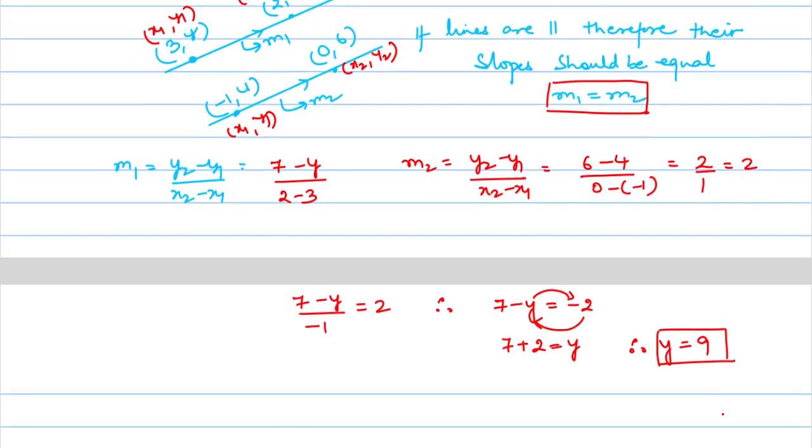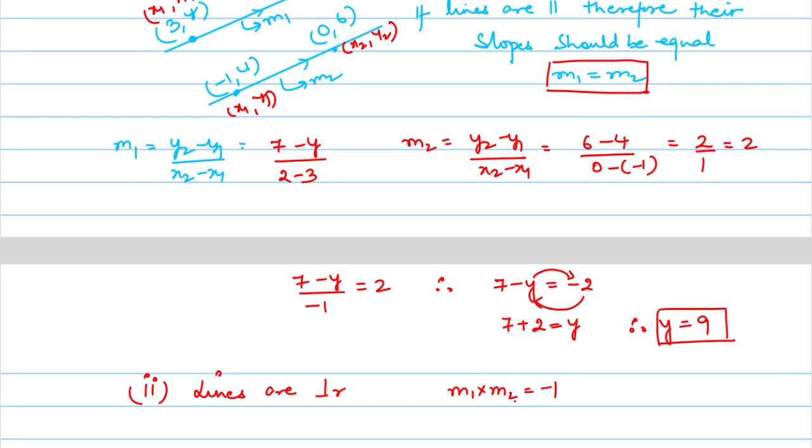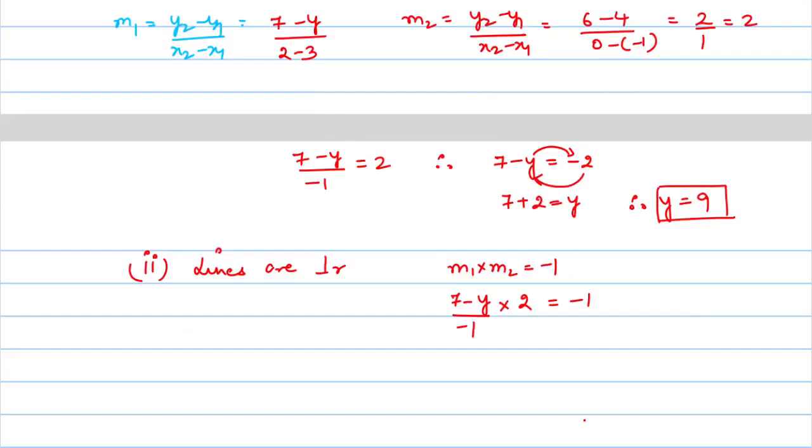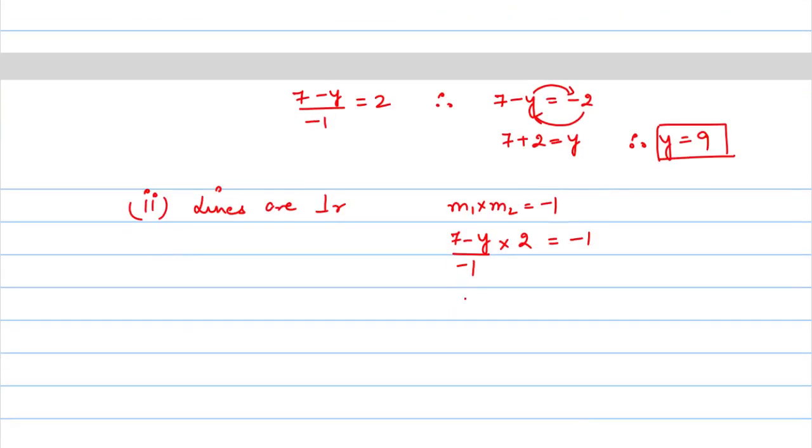Now, had the question been the lines are perpendicular, instead of parallel, what would be our process? In that case, we know that m1 into m2 should be what? Minus 1. If the lines are perpendicular, then the product of their slopes should be minus 1. What were their slopes? Their slopes were 7 minus y upon minus 1 into what was m2? 2. Their product should be what? Minus 1. So therefore, what do you get? 7 minus y into 2, and you will take minus 1 to the right side. Minus 1 into minus 1 is 1.